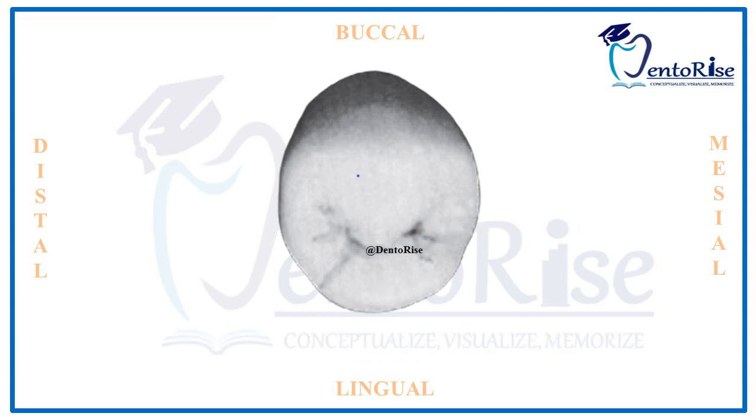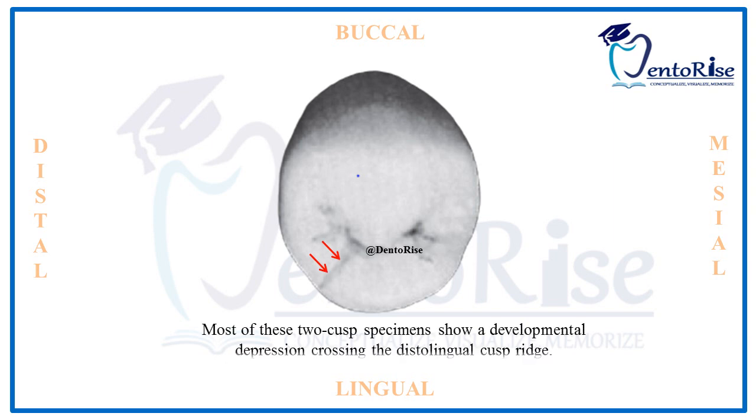There is one feature which is present only in the two-cusp type of second premolar and not in the three-cusp type, that is the presence of a developmental depression. This developmental depression crosses the distal lingual cusp ridge. Please observe the figure very carefully.